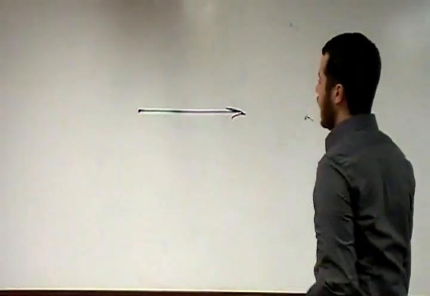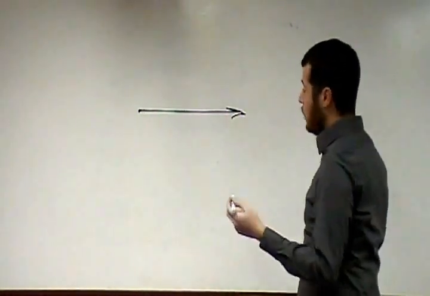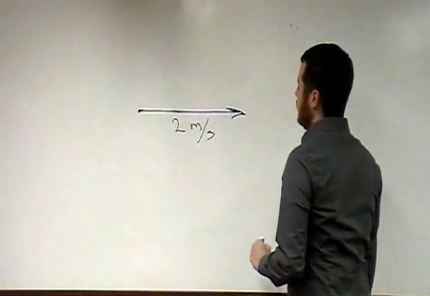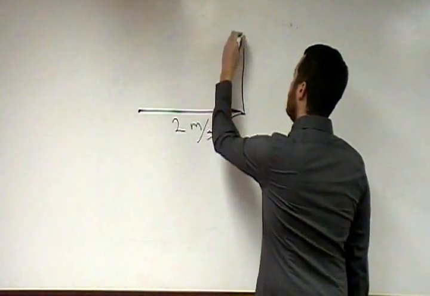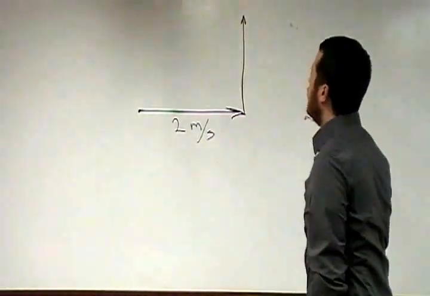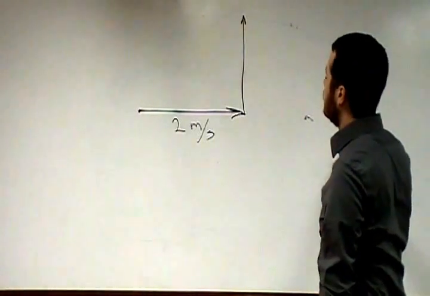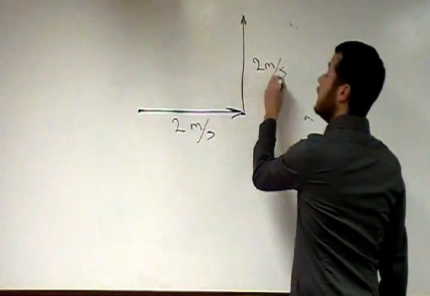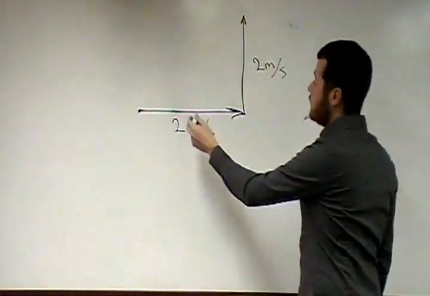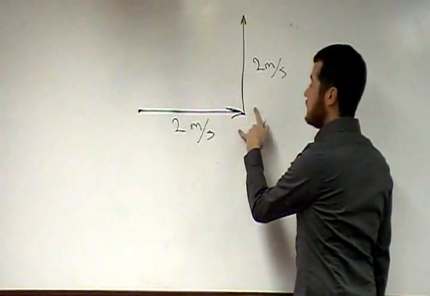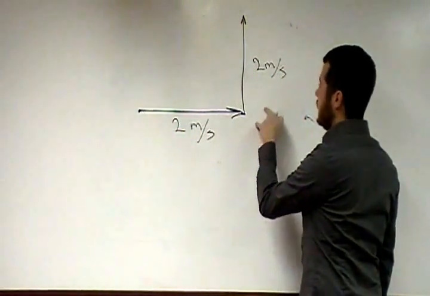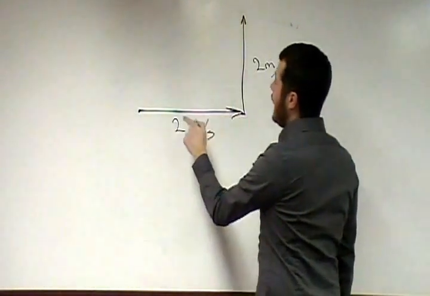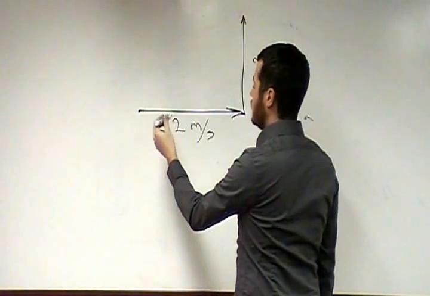So let's pretend that the dot is you, and we know that you're moving to the right at 2 meters per second. Okay? We also know that with respect to an outside observer, you're also moving up at 2 meters per second. And what we want to do is find out the resultant velocity of these two vectors. Knowing that you're moving to the right at 2 meters a second and you're moving up at 2 meters a second, how fast and in what direction are you actually moving?